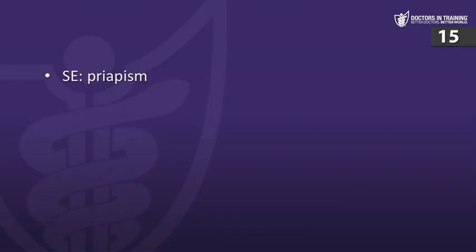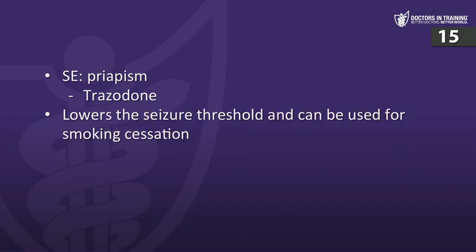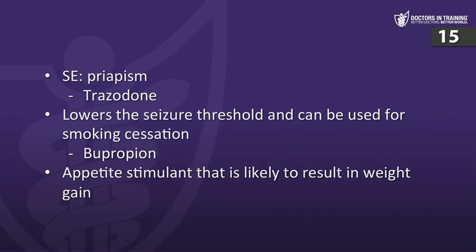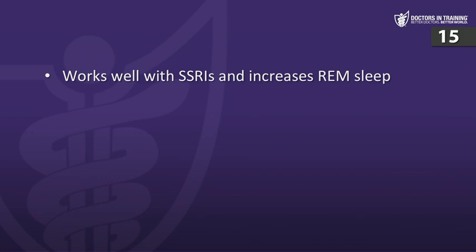Next, which antidepressant matches each of the following statements? So the side effect of priapism, remember trazodone. So this is trazodone and those other serotonin modulators, but trazodone is the classic one. Next bullet says lowers the seizure threshold and can be used for smoking cessation. That's bupropion. Next one is appetite stimulant that's likely to result in weight gain. That's mirtazapine. The one that works well with SSRIs and increases REM sleep is trazodone again.